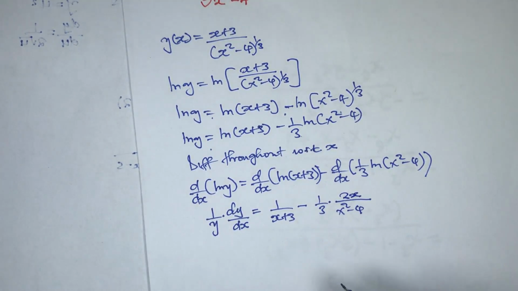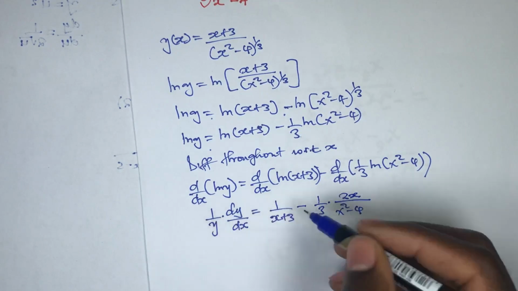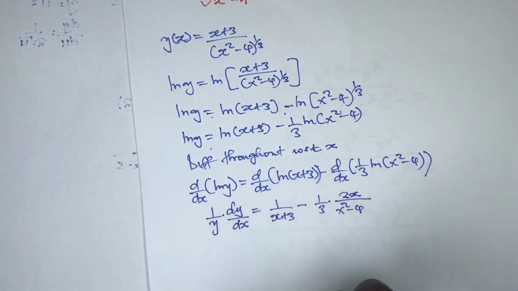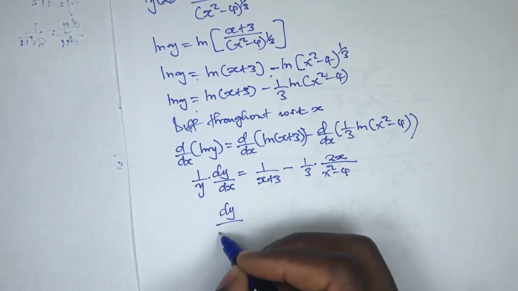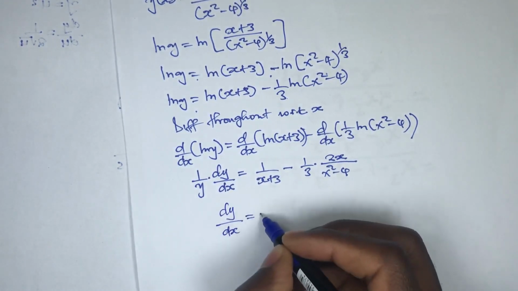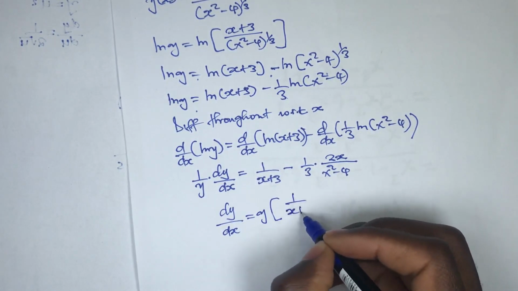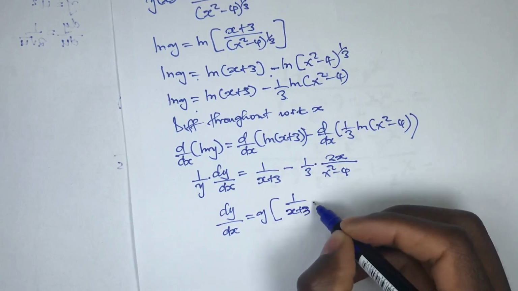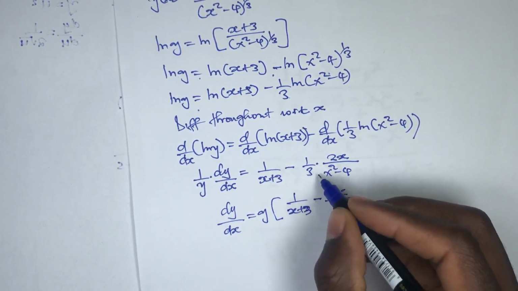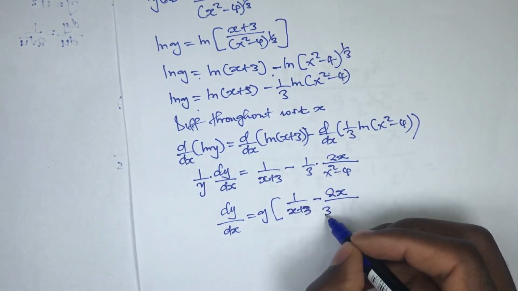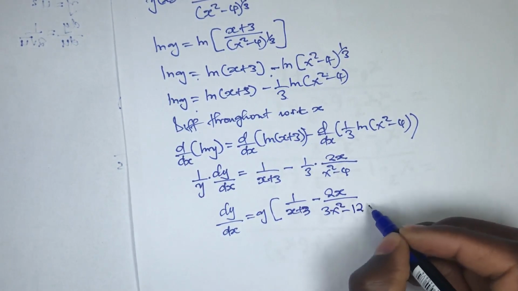After doing that, we're just going to multiply throughout with y, because we just want to remain with dy dx this side. So when we do that, we're going to have dy dx is equal to y multiplied by, 1 divided by (x plus 3) minus 2x divided by... if you multiply 3 by x squared, we're going to have 3x squared. 3 by 4, we're going to get negative 12.